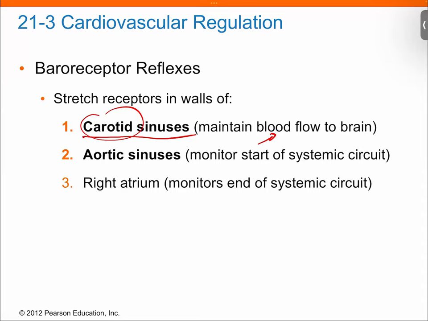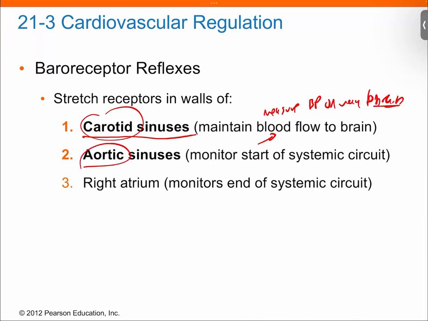So this is a perfect place to take a little bit of a temperature of where that blood pressure is as it's going to the brain, because you want to make sure that if this is too high, you don't damage your brain by having too high pressure coming to the brain itself, or too low pressure, as the case may be. So this is strategically placed to measure blood pressure on the way to the brain.